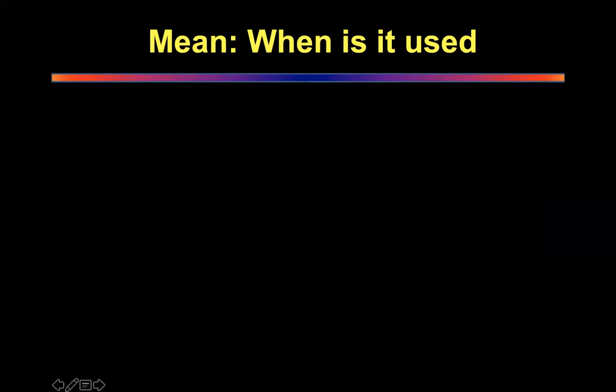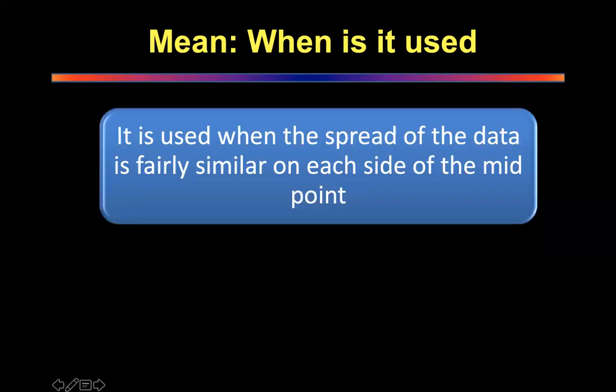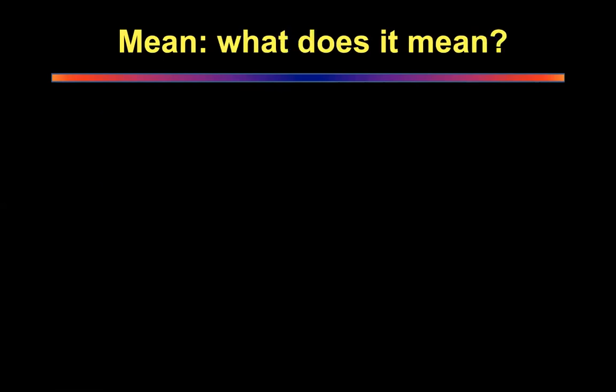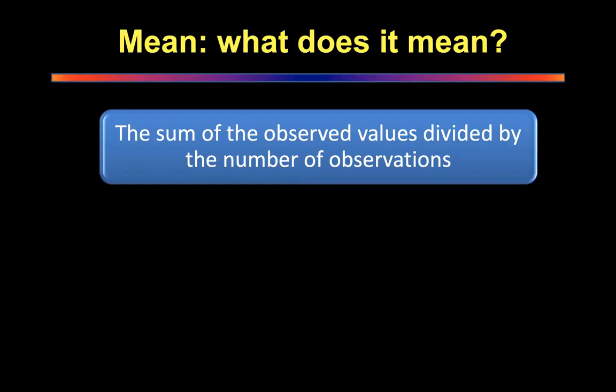So next is mean. Let's look at mean. When is it used? It is used when the spread of data is fairly similar on each side of the midpoint, which is called normal distribution. When you have normal distribution, mean is a good tool to use for representing your data. It is the sum of observed values divided by the number of observations. Very simple. Total everything up and divide by the number of observed values, and that will give you the mean.